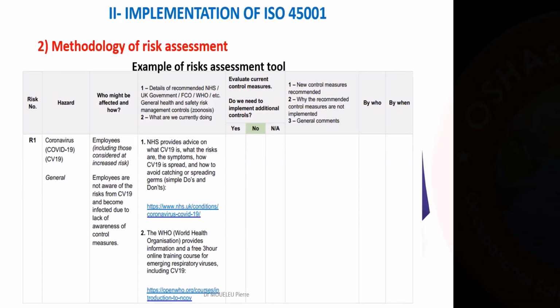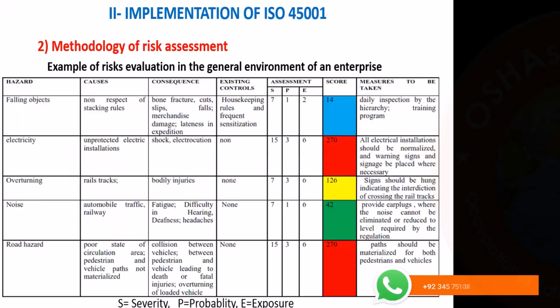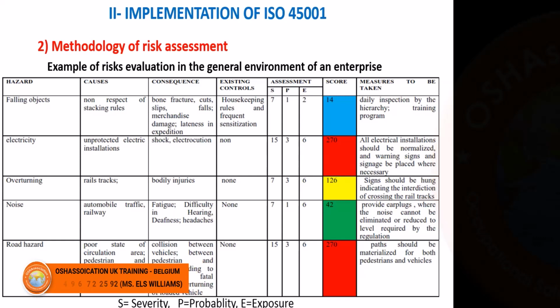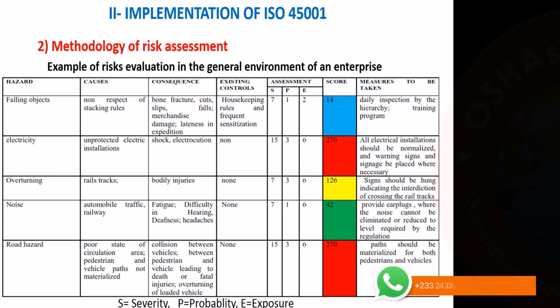But this is maybe for those who learn on the field how to do it. There are particular simplified tables like this, and this is what I can advise you to use. You have hazards, cause, consequence, existing control, assessment, score, measures to be taken. For example, in this case, we have falling objects. The cause can be non-respect of stacking rules. Consequences: bone fracture, cuts, slips, falls, merchandise damage, lateness in expedition. Existing controls: housekeeping rules and frequent sensitization.